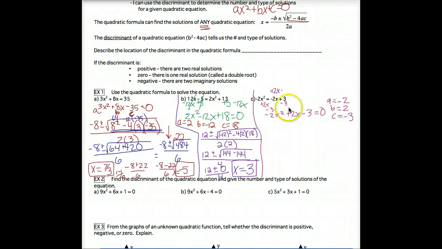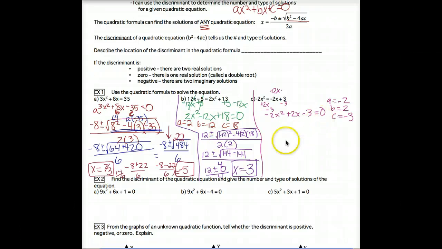Now I always get people who ask, what if I moved it to the other side? Is that okay? Yes, but double check to make sure that your A, B, and C are all opposites of mine. So if you did it that way, your A would be 2, your B would be negative 2, and your C would be positive 3.